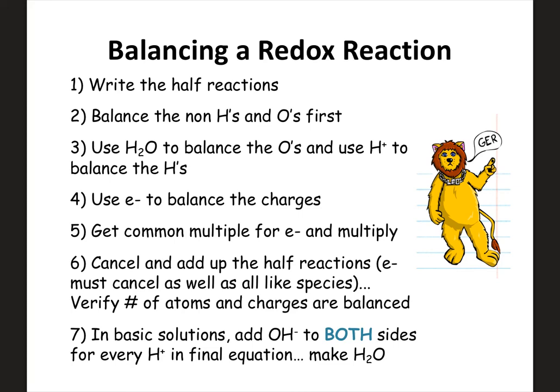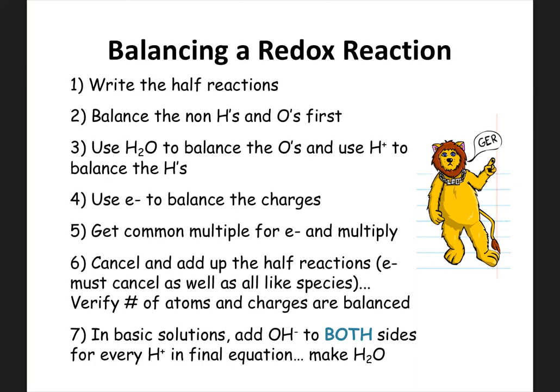Then you need to get a common multiple here for your electrons in order for them to cancel. So you multiply each reaction by a number in order to cancel out your electrons. And then you will just cancel and add up your half reactions here. The electrons must cancel out. And then we can actually verify that we have the right overall number of atoms here on both sides, right? So that would be the basic steps of how you do a redox reaction.